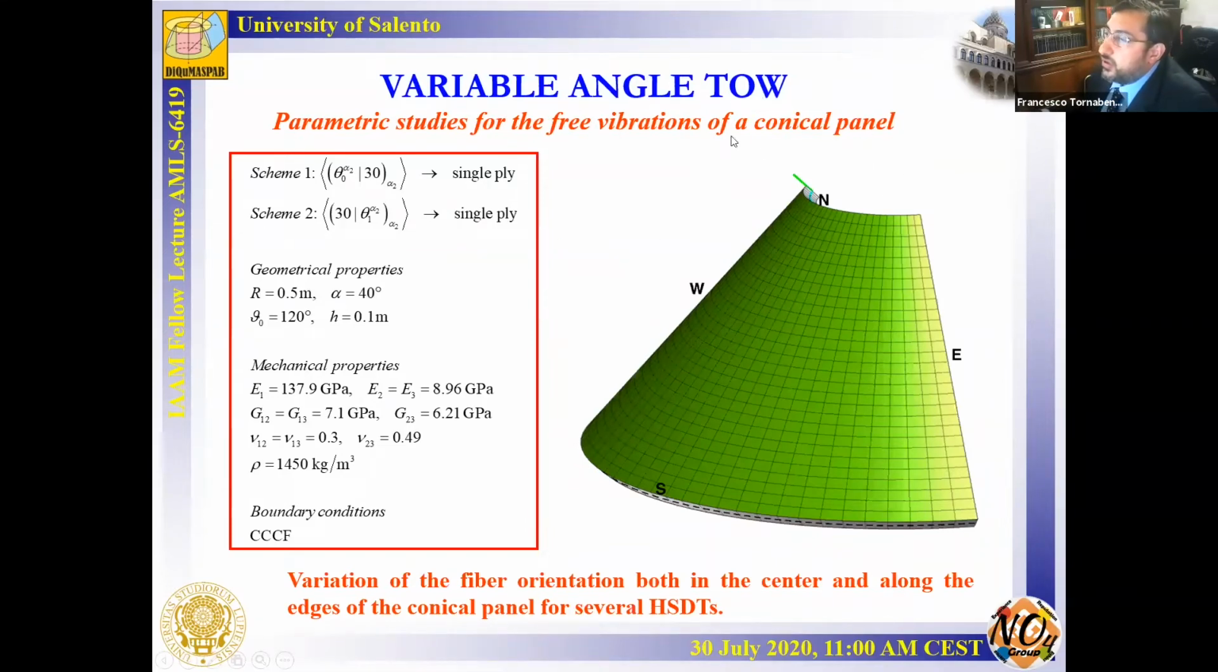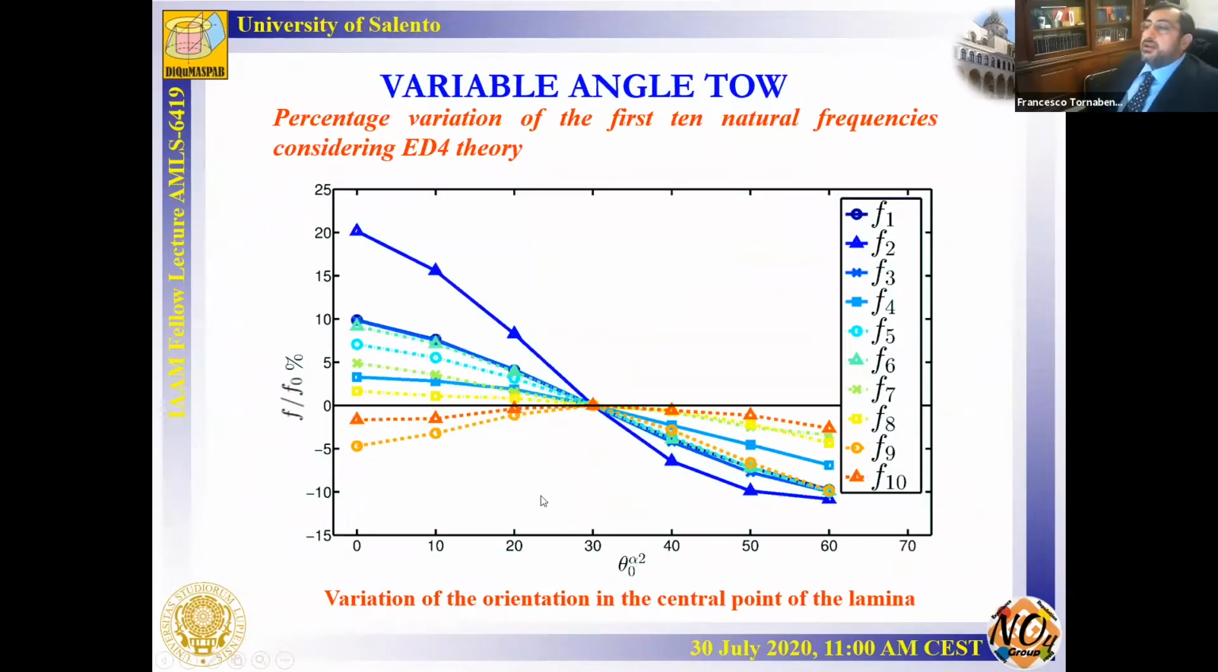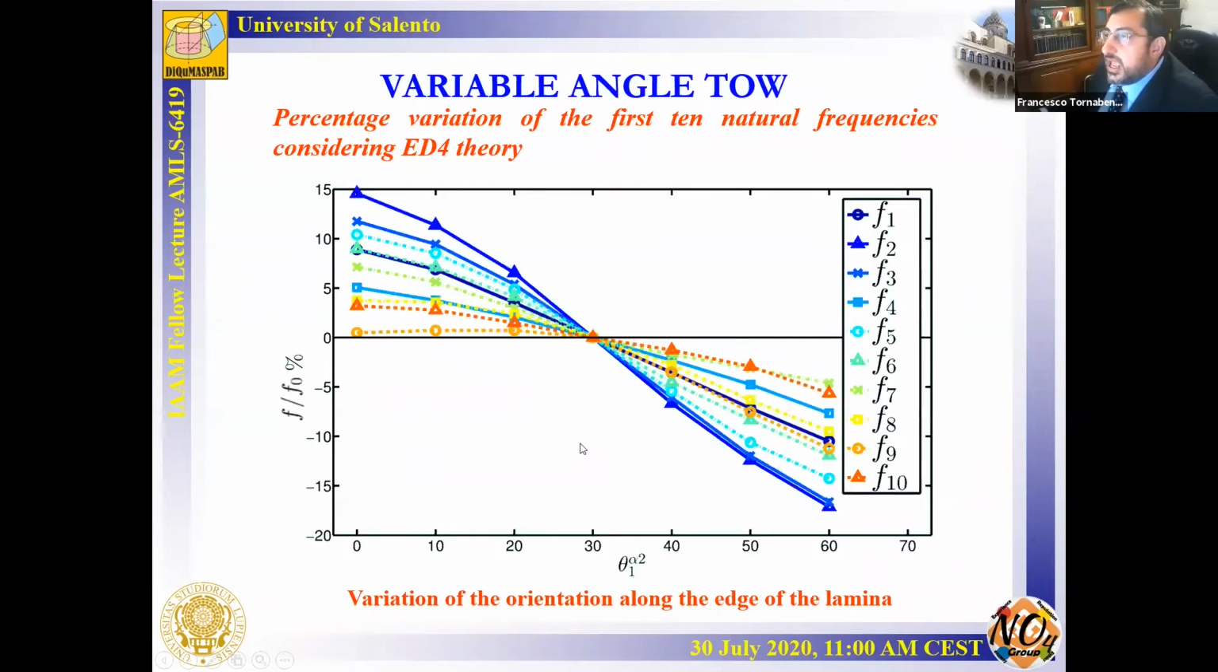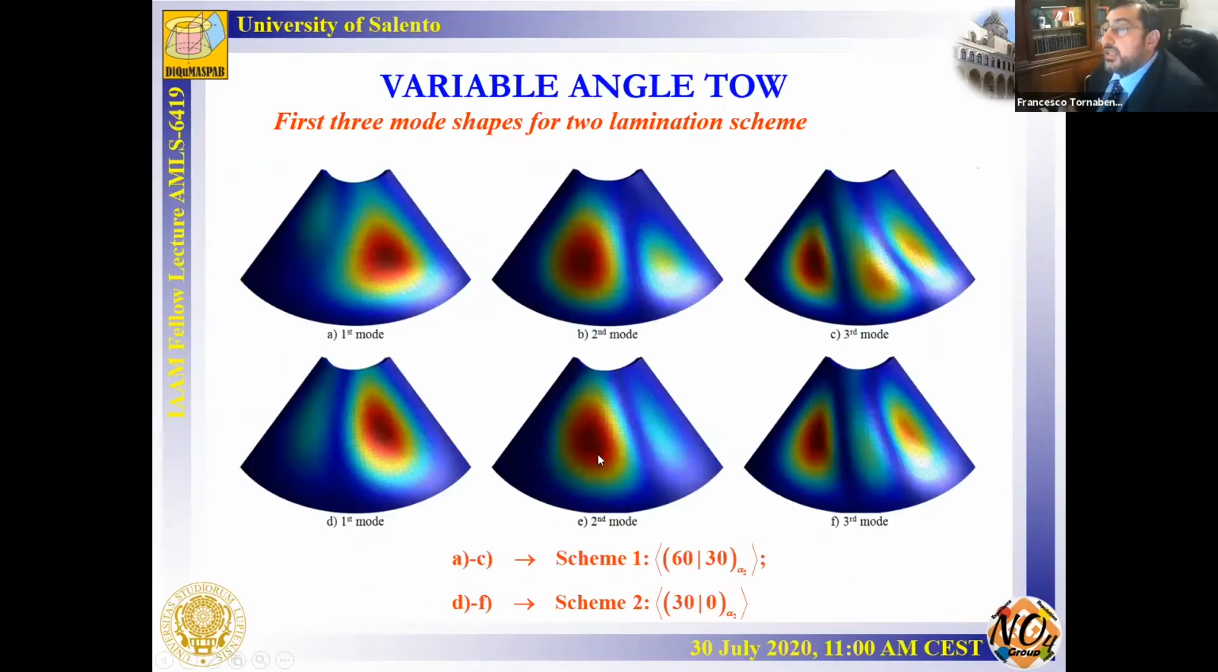I consider a conical shell and 2 different schemes, and I show you the variation of the fiber orientation both in the center and along the edge of the conical panel. And here I represent the sensitivity of the structures in terms of the first 10 frequencies by varying the orientation of the central point of the laminate. And here I represent the sensitivity of the response of the structure in terms of the first 10 frequencies by the variation of the orientation along the edge of the lamina. And here I reported the mode shape that I can evaluate using the CUMASPEB.